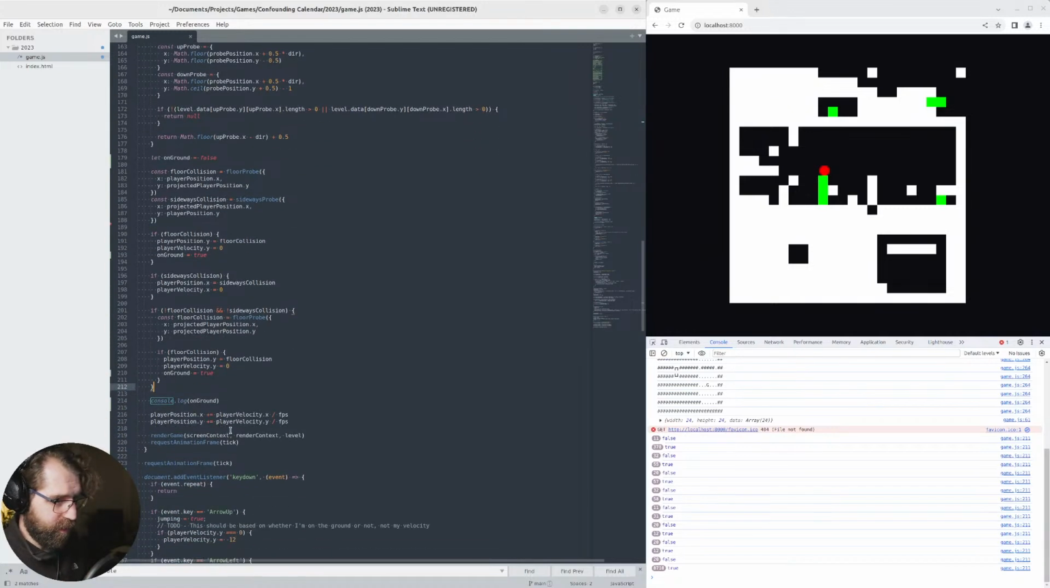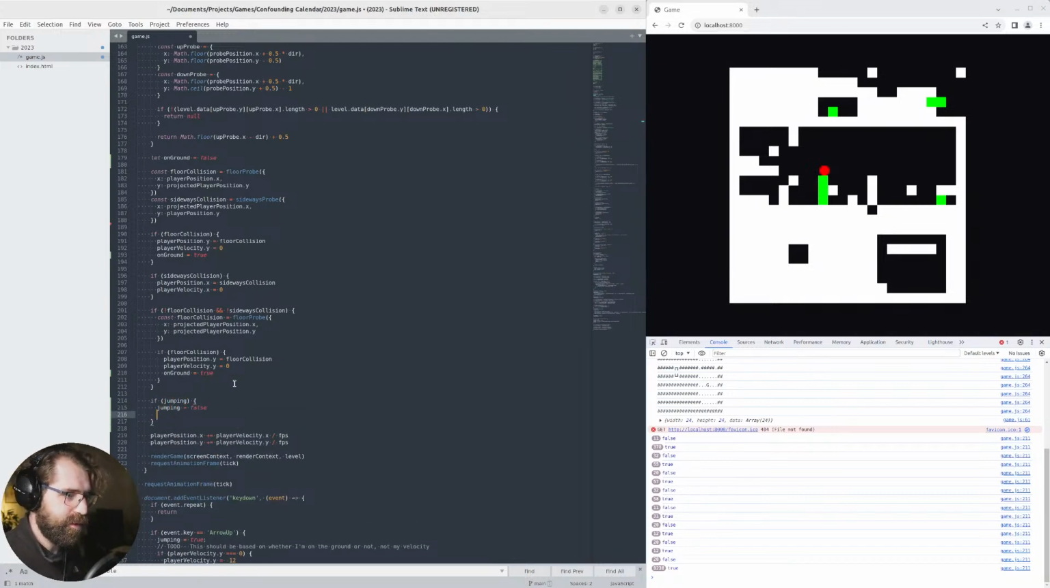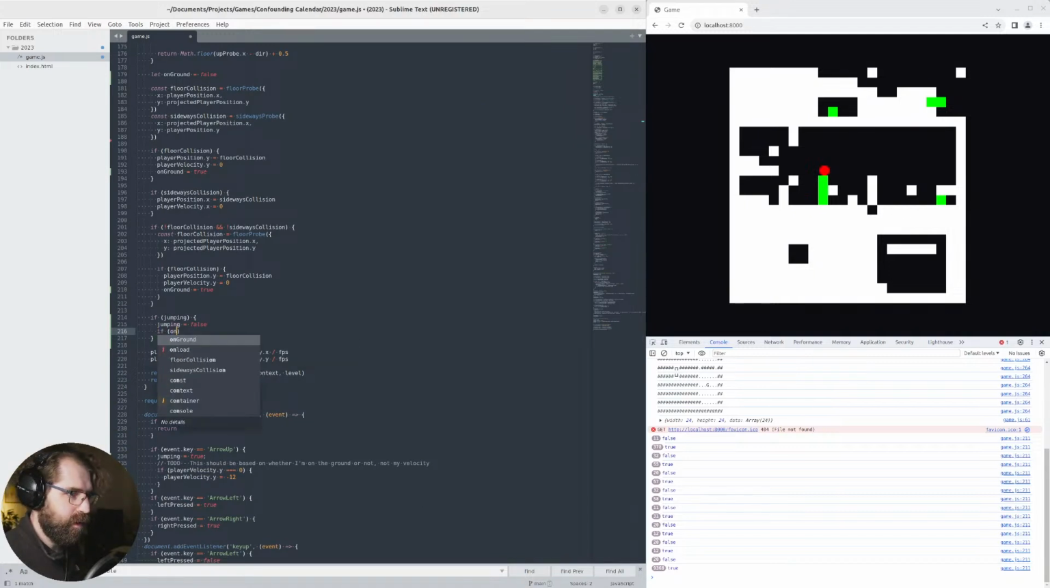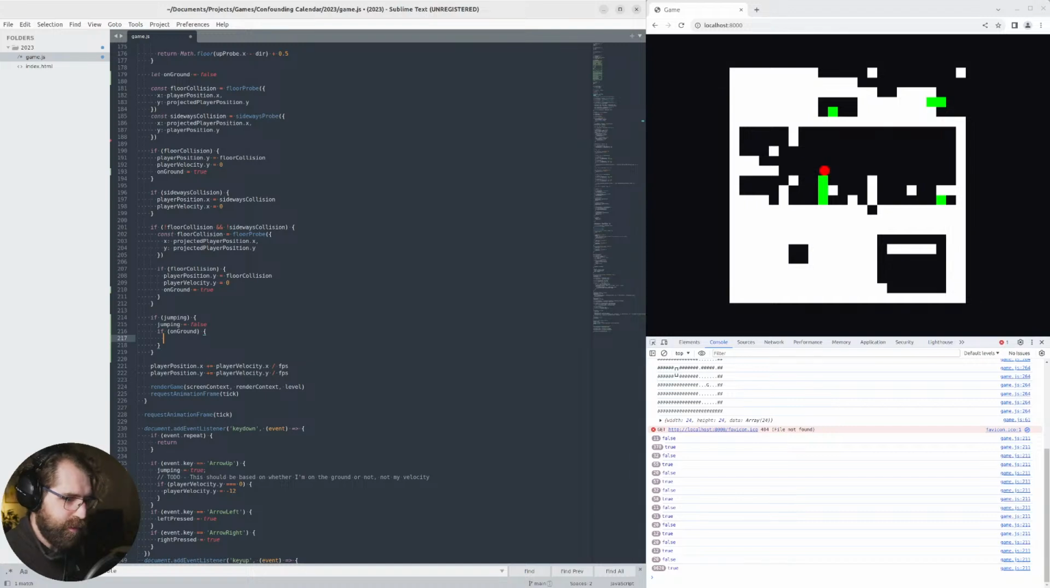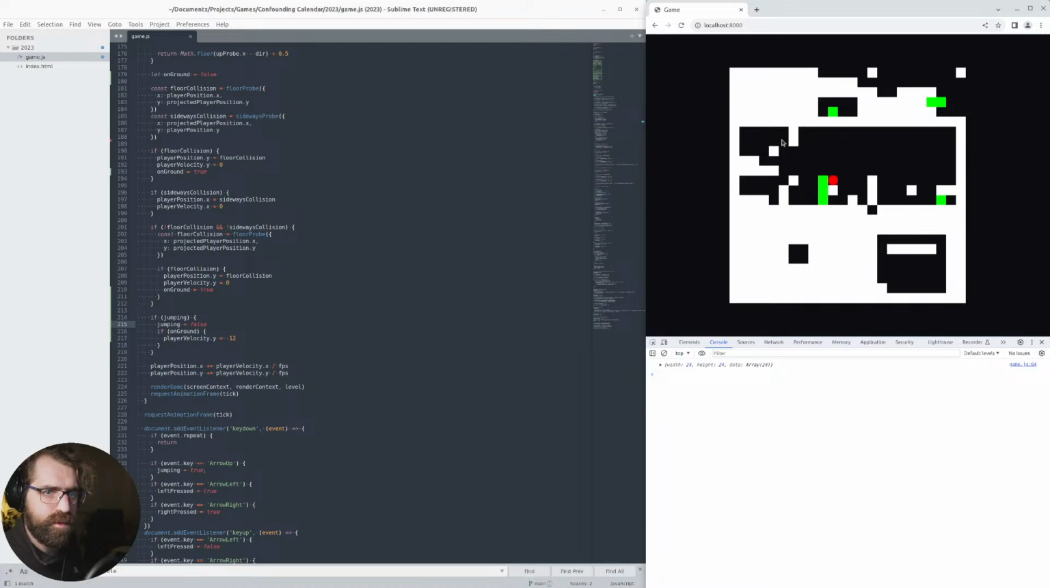At this point we know we're on the ground. So if on ground, well, if jumping equals false, super hacky for now, it's fine. If on ground, then player velocity y equals minus 12. So in theory, my jumping should still work. I obviously haven't done my coyote time yet, but jumping does still work.